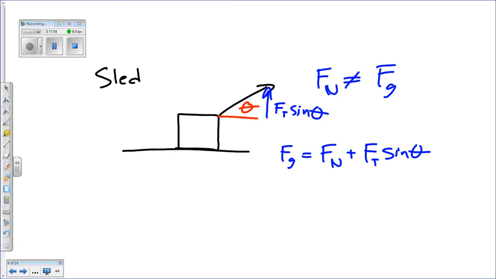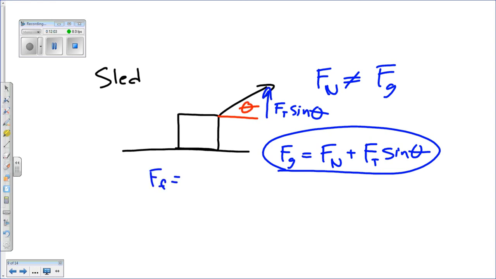Now the consequence of that is that because the normal force is smaller, the amount of friction is smaller because, of course, as you know, the force of friction is equal to mu times the normal force. So that upward pull reduces not only the normal force but also the amount of friction.